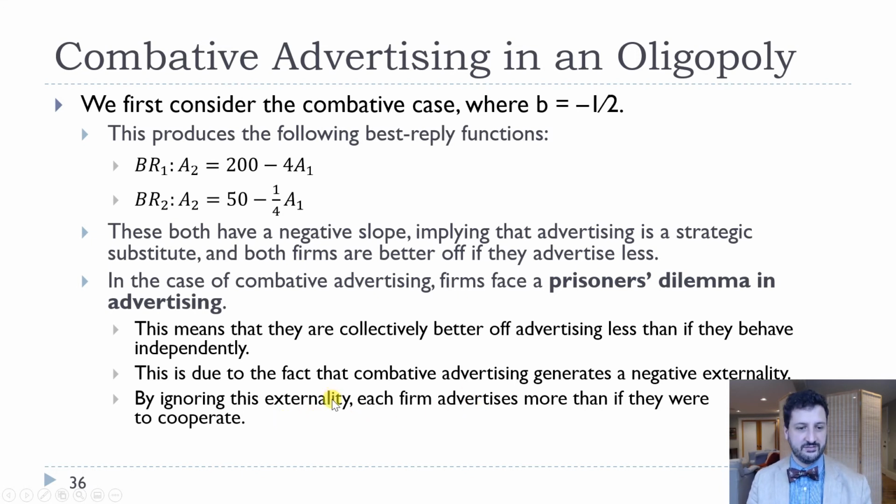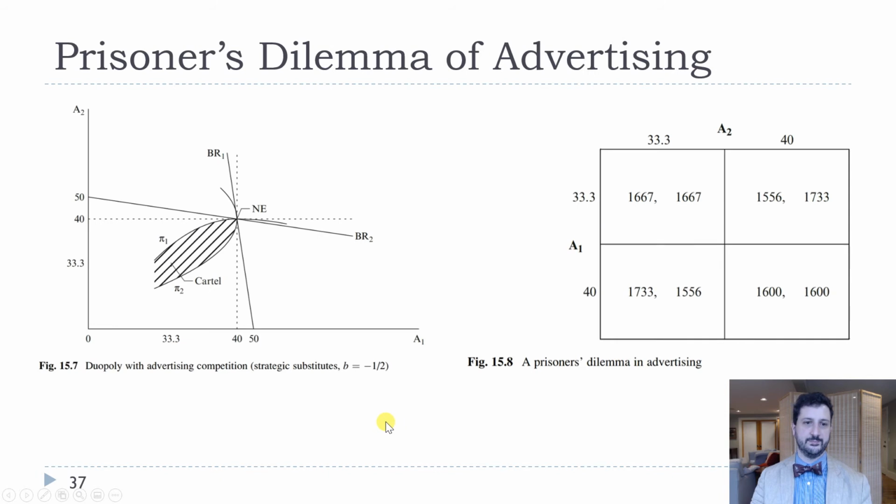Because if they ignore this externality and don't cooperate, each firm advertises more than if they were to cooperate. We can see this both in terms of the graph and in terms of a basic prisoner's dilemma here, where if they advertise 33.3, that's in the cartel area, they have higher profits, but the Nash equilibrium is to advertise 40, in which case they end up with profits of only 1,600, right? But if the other one advertises 33.3 and you advertise 40, then you end up with higher profits. So it's very similar to a prisoner's dilemma.